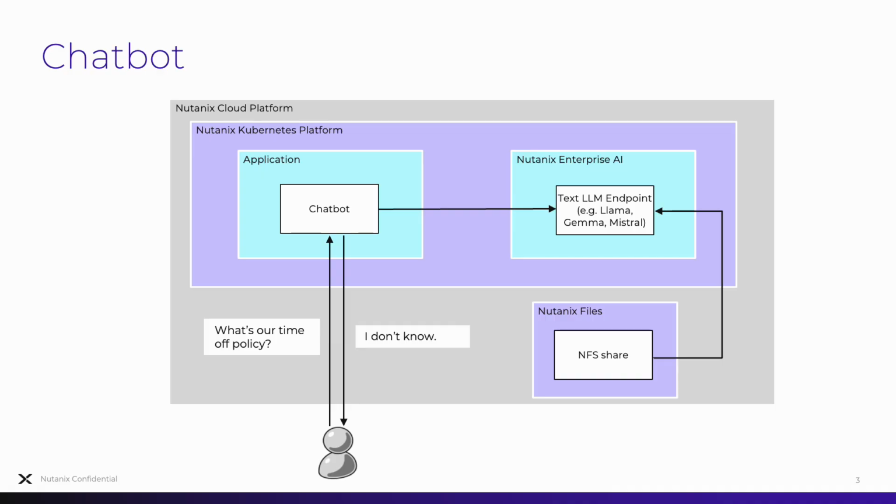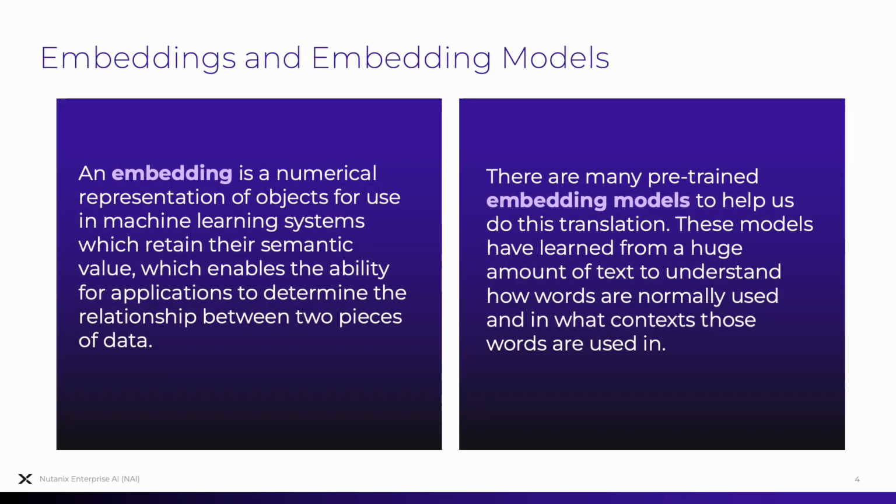So before we show how this looks like with retrieval augmented generation, there is a concept we should understand first, and this is around embeddings and embedding models. So an embedding is a numerical representation of objects for use in machine learning systems that are able to retain their semantic value. So this enables applications to understand the relationship between two pieces of data so that they can calculate the similarity between the two.